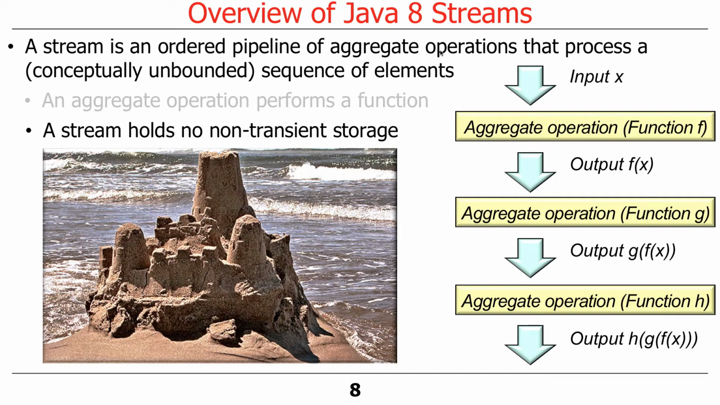A stream, unlike a collection, which they're related to, as we'll see, holds no non-transient storage. So basically, a stream is just data in motion. It may get washed away with the next wave, right? You shouldn't expect it to stick around unless you do something to make it stick around.